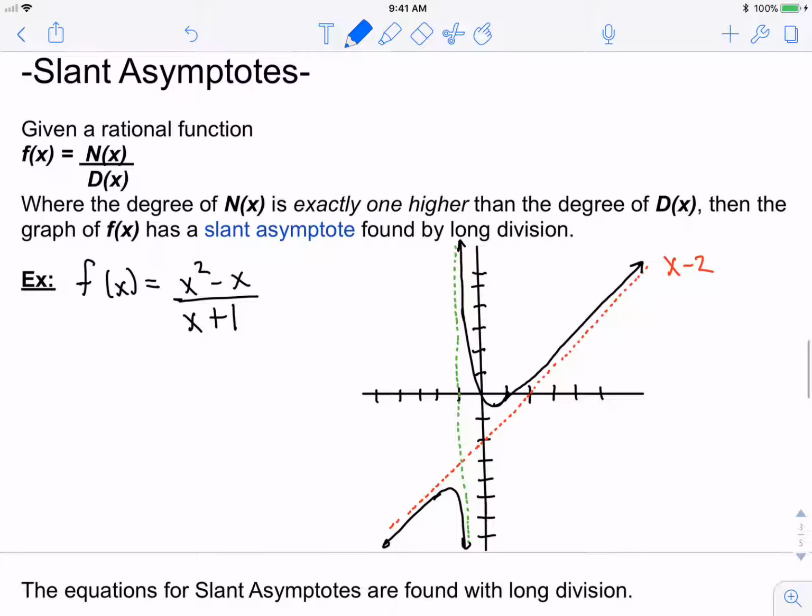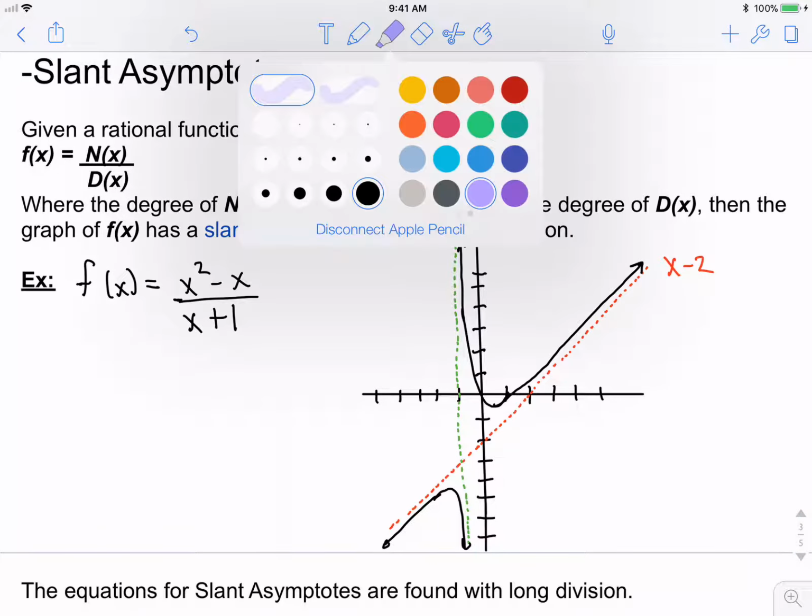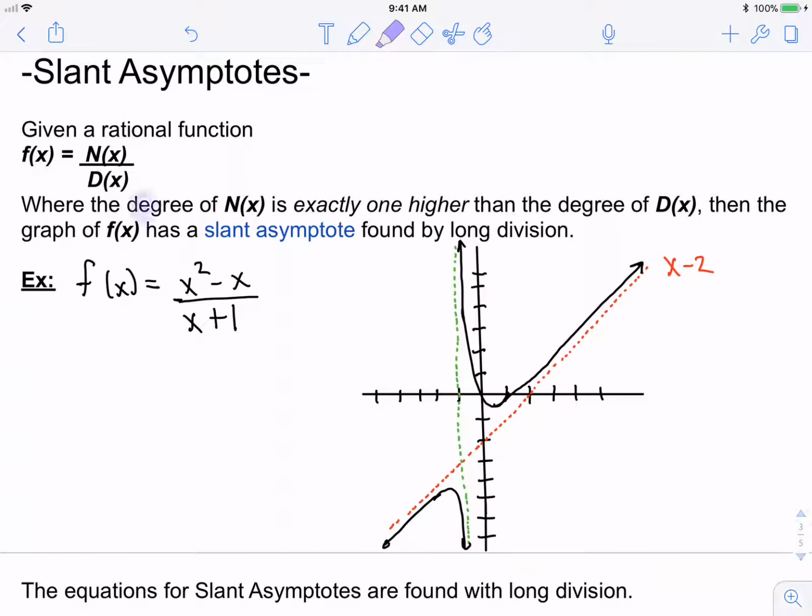The last thing we should discuss is what's known as a slant asymptote. Now, slant asymptotes are very specific. Let's say we have a rational function, and the degree of the numerator is exactly one higher than the degree of the denominator. If this is the case, then we have a slant asymptote, and we actually find this line by using long division.